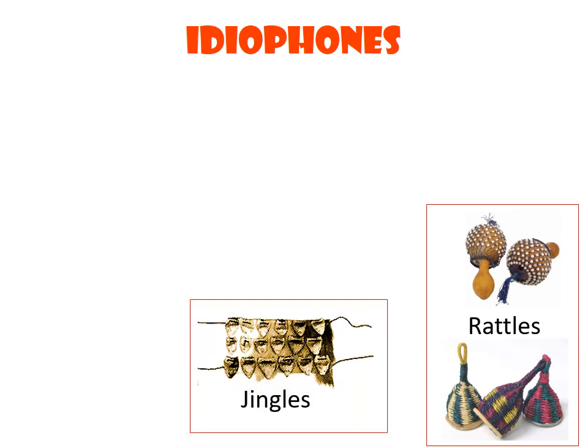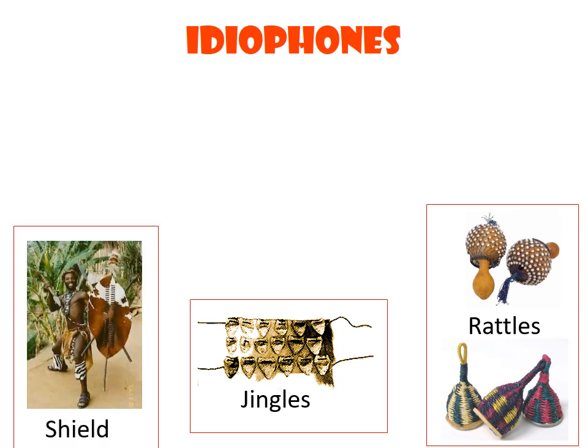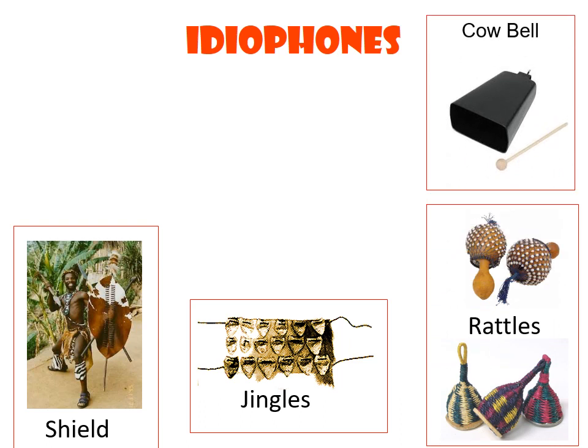It can also include jingles. These are often worn on the body or sewn into the clothing of dancers, and as the dancer moves, a rhythmic percussive sound is made. Here we have the shield. This is traditionally used by a warrior, but it can be hit on the ground or beaten with a stick to create a rhythmic sound. Here we have a cowbell. This is a metal bell played with a stick. Creates quite a nice bright sort of sound.